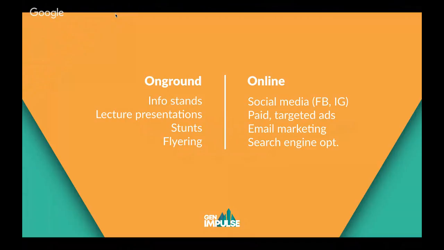We know that there are already on-ground promotion methods. We learned about info stands, lecture presentations, stunts, flyering, etc. We haven't talked about them yet, but we also probably know that we have online marketing methods like social media, where our main focus is on Facebook and Instagram, paid targeted ads, which also run through those channels but also, for example, on search engines, email marketing, which I'll get into in a moment, and search engine optimization.